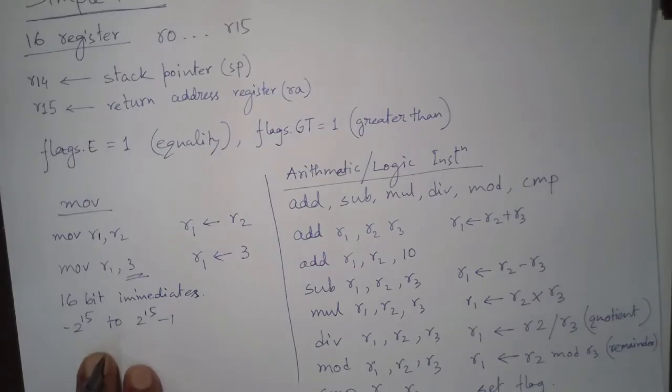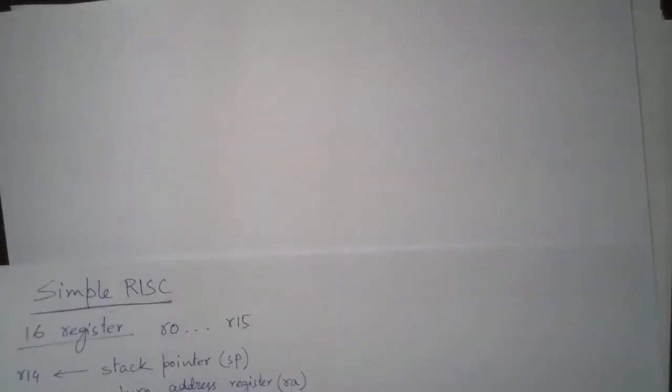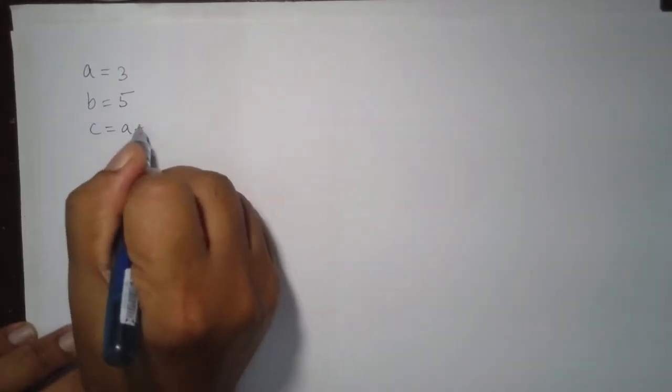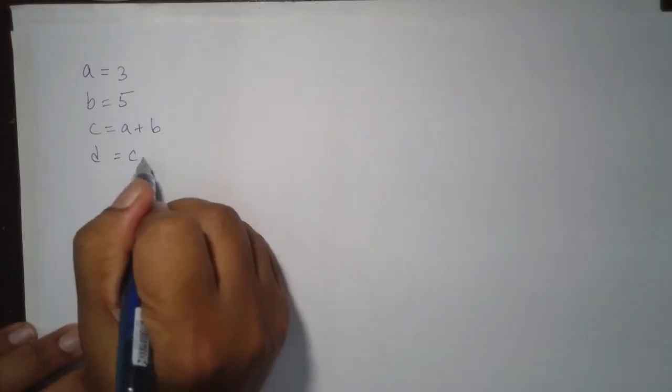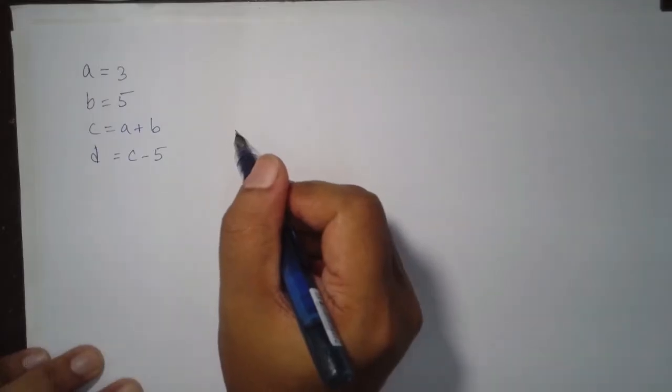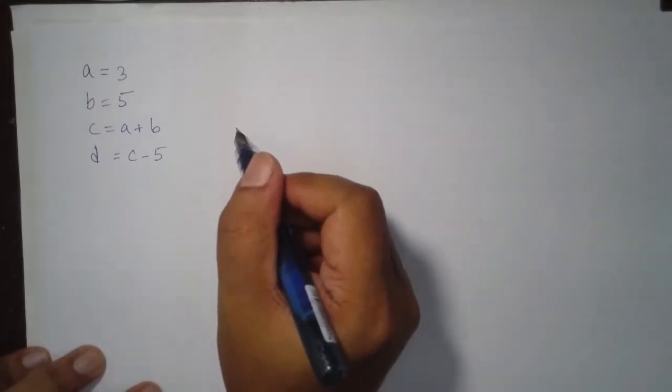All right. So, now let us look at a few examples and try to write some assembly codes for completeness. Let us say I have a task at hand, and the task is that I want these variables: a equals 3, then b equals 5, and c equals a plus b, and d equals c plus c minus 5. I want to perform this task using my simple RISC. So, how should we proceed?